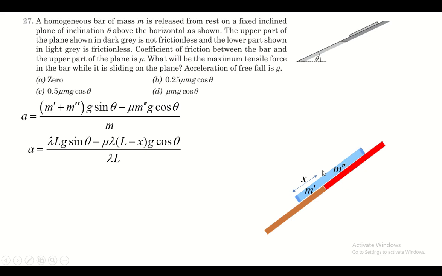Lambda means mass per unit length, and similarly all masses can be written in terms of their lengths. The length of this part of the rod lying on the upper surface is L minus x, so you can verify these terms. Now comes the important part. We want to find the maximum tensile force inside this bar. We cannot simply assume that the maximum tension is at the junction. We have to first prove it.